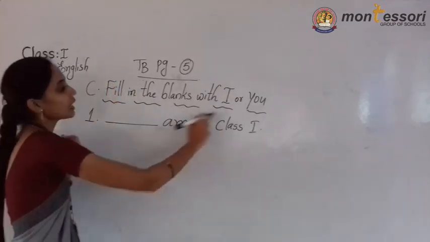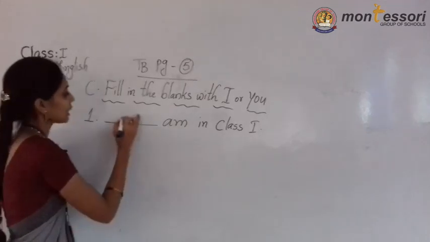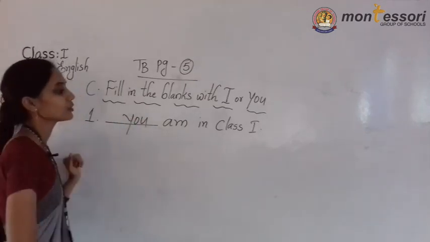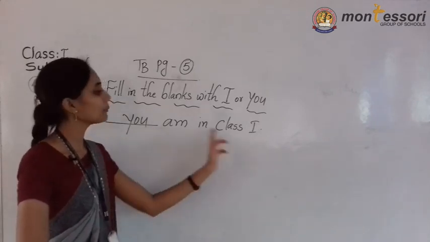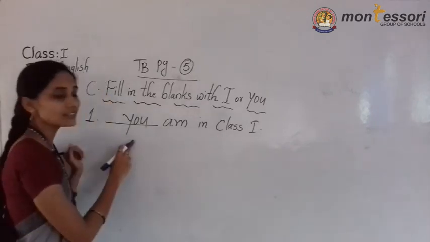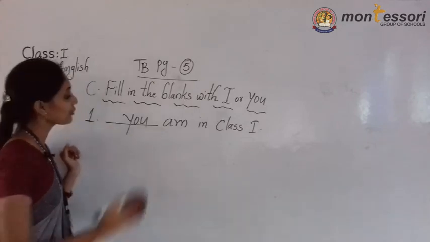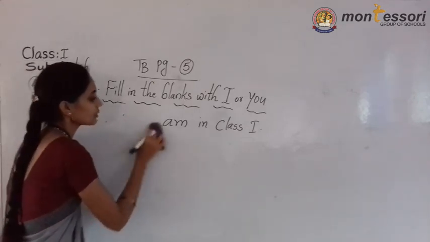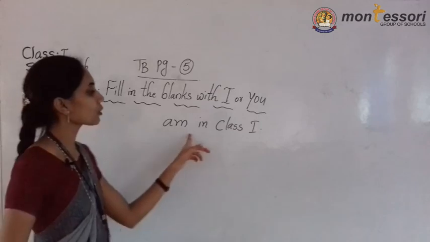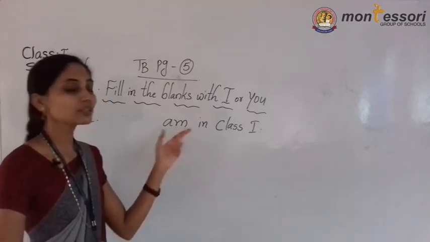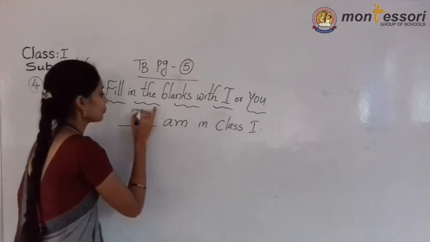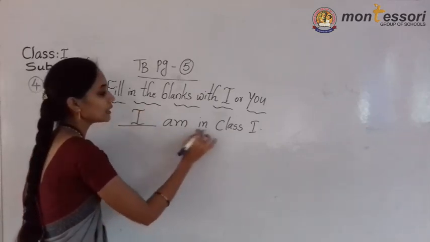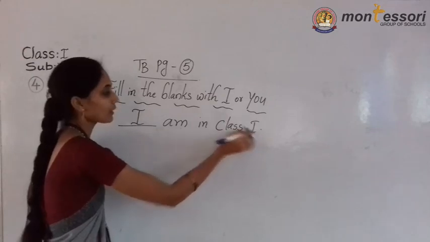What we have to write here? I or you? Shall we write you? You am in class 1. Is it right? Wrong. What we have to write here? Here the sentence is talking about ourselves. It is mentioned about ourselves. So what we have to write? I am in class 1.